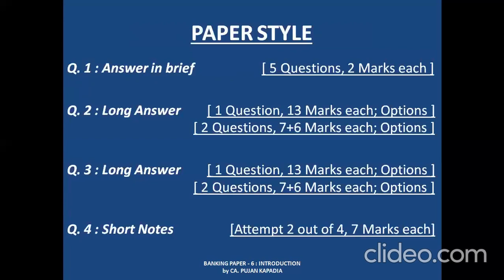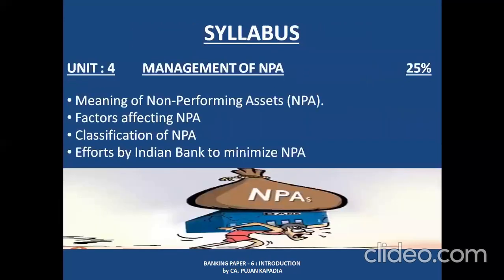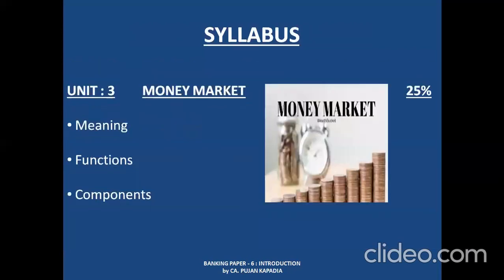Now I'd like to share one important point. The long questions, that is question number 2 and question number 3, and the short notes, that is question number 4: if you check the last year papers, you will find that the question is directly a topic of the syllabus. For example, let's take the management of NPA chapter, topic number 2, factors affecting NPA. They'll directly ask you the same as a short note, factors affecting NPA. So the crux of what I want to say is that you need to have thorough knowledge of each and every topic of the syllabus that I have mentioned here.